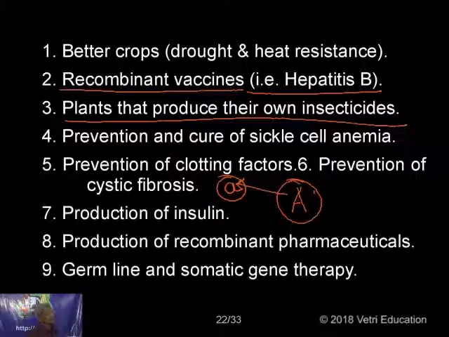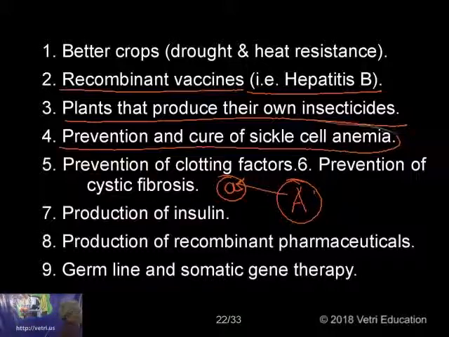How is it able to do that? It is because of the gene that it has derived. From where has that plant received that gene? It is by the DNA technology. Okay. So, prevention or cure of sickle cell anemia.